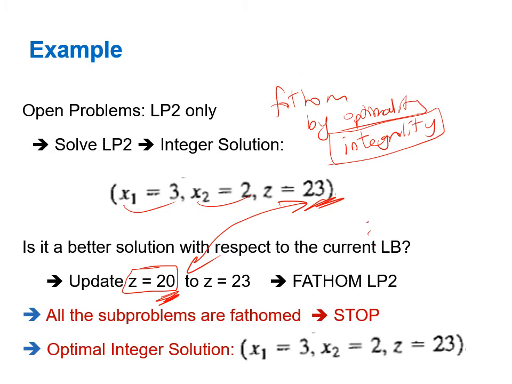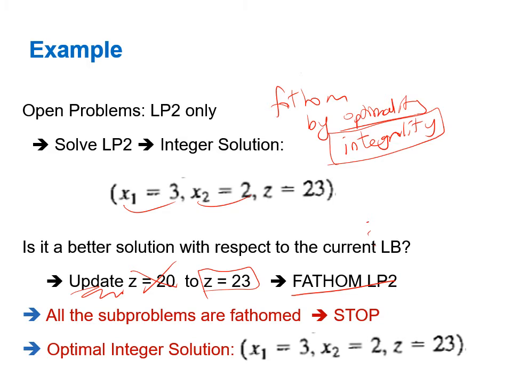And until this LP2, until solving this one, the best integer solution was this. But then I solve this problem and obtain this solution, and I need to compare them with each other. The problem is a maximization problem. It's important. And for a maximization problem, 23 is better than 20. So it means that this new solution is better than my old solution. So I am going to update this best solution. Now it is not 20, but it is 23. This is the best solution that I know until now. And since it is integer, I fathom this LP2 as well.